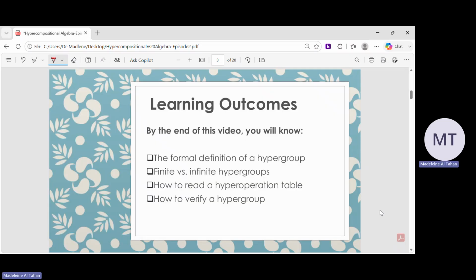By the end of this video, you will be able to define a hypergroup formally, distinguish between finite and infinite hypergroups, read and interpret a hyperoperation table, and verify whether a structure satisfies the hypergroup axioms.